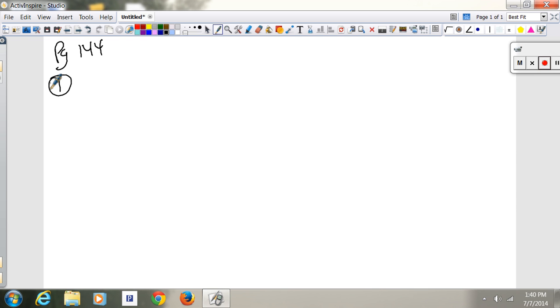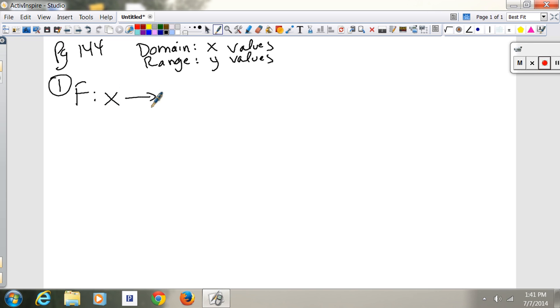The domain represents your x values. The range represents your y values. So in number 1, the function of x is to take 3 minus 2 times x.